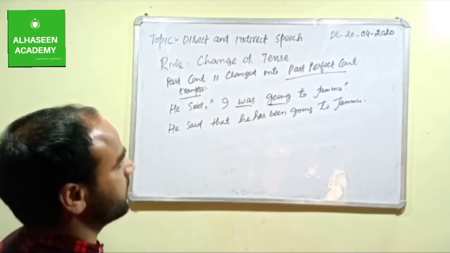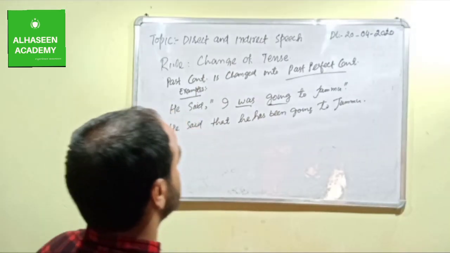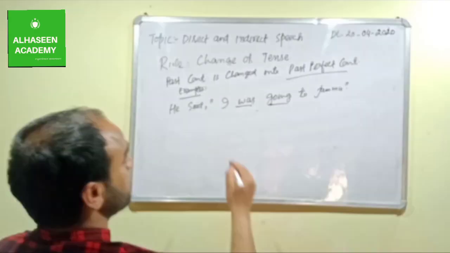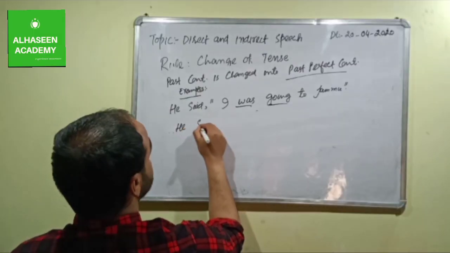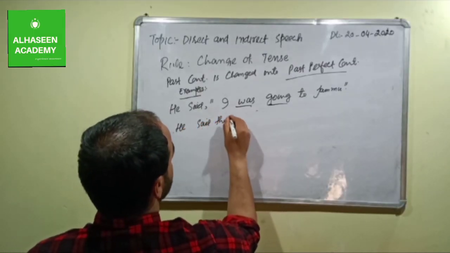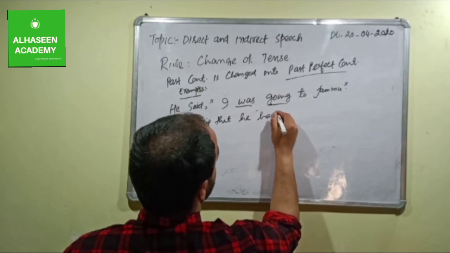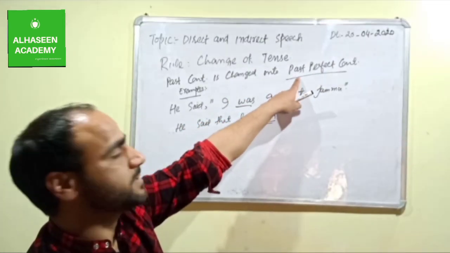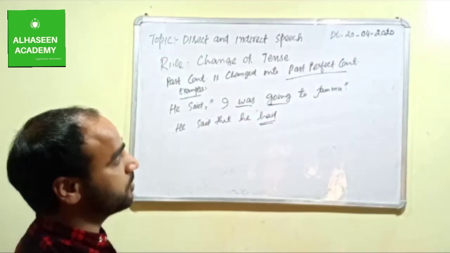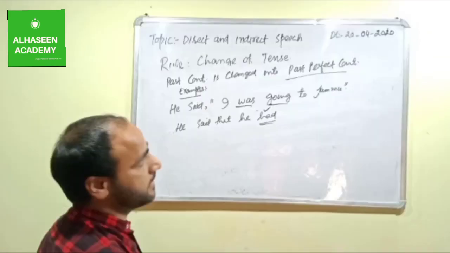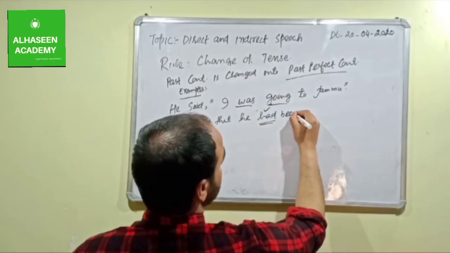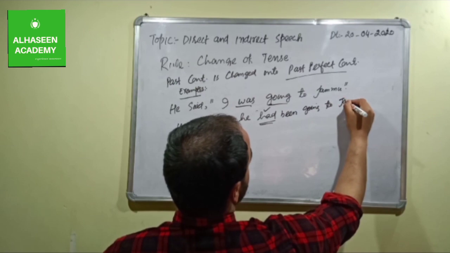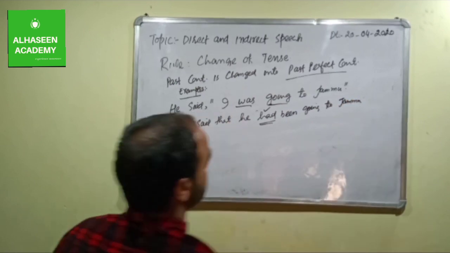Sorry, this is a wrong example and this is a wrong conversion. We can convert it correctly. He said that he had. You have to use had, because we are learning past here, and when we are talking about past, we have to remember the word had. We had been going to Jammu. This is the right conversion.